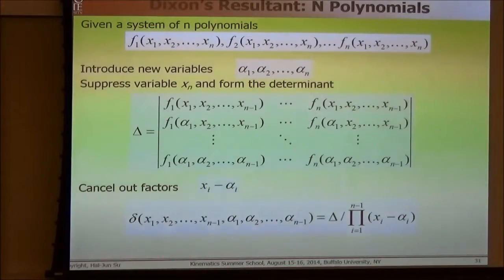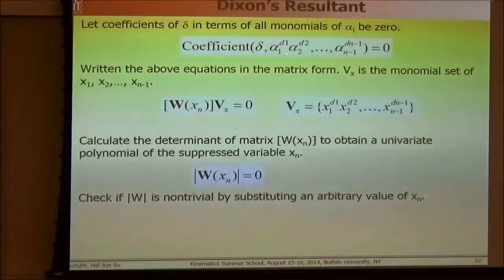So that means if a polynomial always vanishes for any arbitrary value of the variable alpha i, then I can say the coefficients of that polynomial are equal to 0. So if I do that, I get a bunch of extra polynomials in terms of x1 to x i minus 1. That's how you construct extra polynomials using the resultant with Dixon's approach.